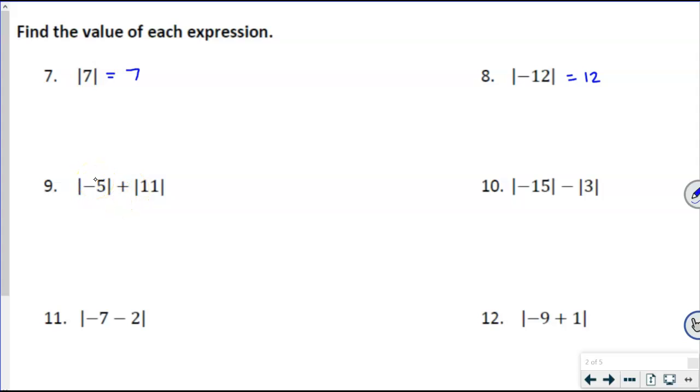So, what is the absolute value of negative 5? How far away is negative 5 from 0, John? It is 5 away. And how far away is 11 from 0? 11. And what's 5 plus 11? 16. Did you say 6 before? Okay, so we see what our mistake is, right? We can learn from that.